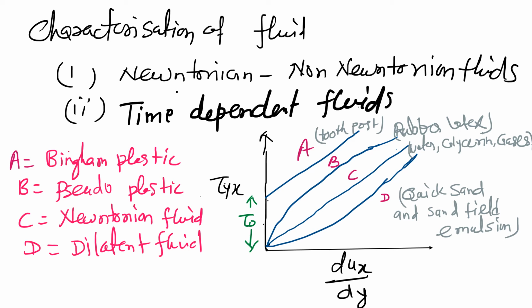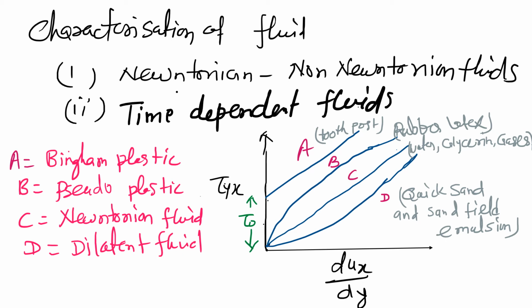Similarly, we had discussed pseudoplastic. Pseudoplastic is actually a shear thinning fluid. When we apply a minimum shear force, its characteristic curve is concave inward. When we apply a higher shear rate, it behaves like a Newtonian fluid.